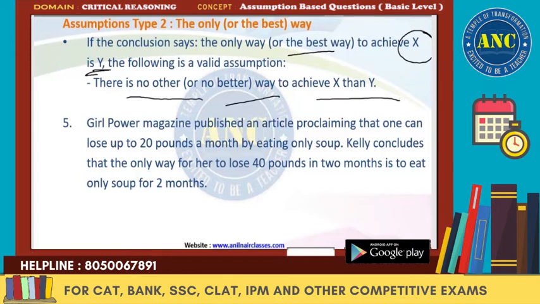Now, example: Girl Power magazine published an article proclaiming that one can lose up to 20 pounds a month by eating only soup. Kelly concludes that the only way for her to lose 40 pounds in 2 months is to eat only soup for 2 months. What is happening here? Kelly is unable to lose 40 pounds of weight in 2 months in any other way. That's the assumption. Right? In any other way, she has not been able to lose 40 pounds of weight in 2 months.